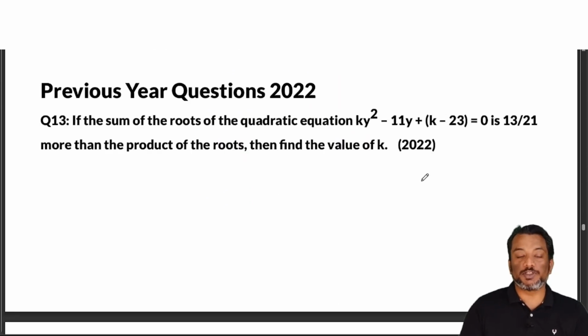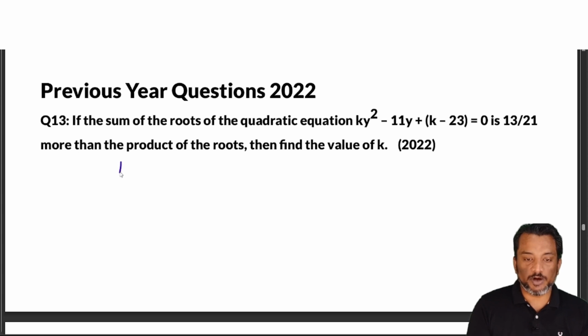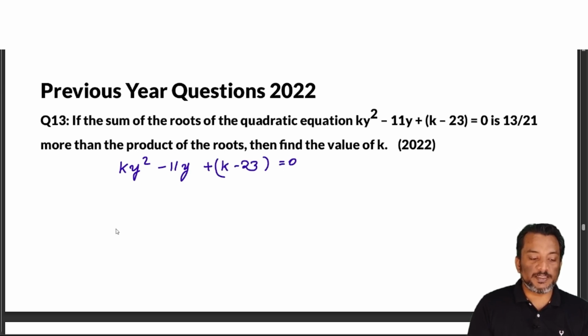Okay, coming to the next question, that is 2022. It is saying if the sum of the roots of the quadratic equation k y square minus 11y plus k minus 23 is equal to 0 is 13 over 21 more than the product of roots, it means the difference between the sum of the roots and the product of roots is 13 over 21. So first we will say this is our quadratic equation k y square minus 11y plus k minus 23 is equal to 0. Based on that, we have two roots, alpha and beta.